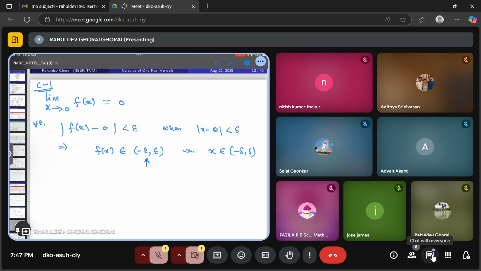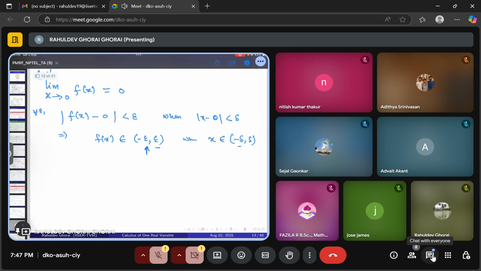See, this is the precise definition of f(x) tends to 0 whenever x tends to 0. Right? If this epsilon can be any small, this delta can also be found small, depending on that epsilon. So the meaning is that f(x) will approach 0 whenever x approaches 0. Now, this should be true.